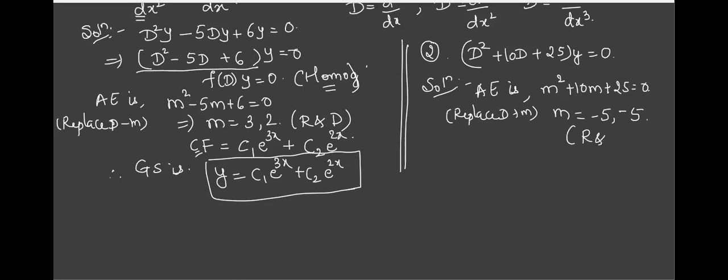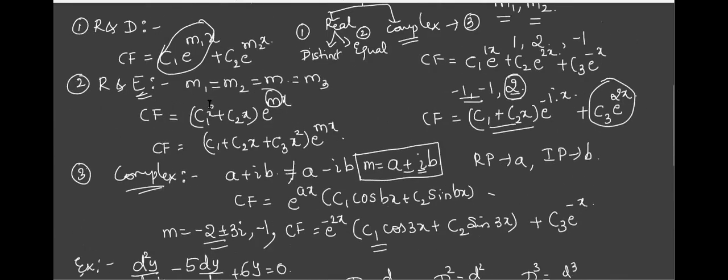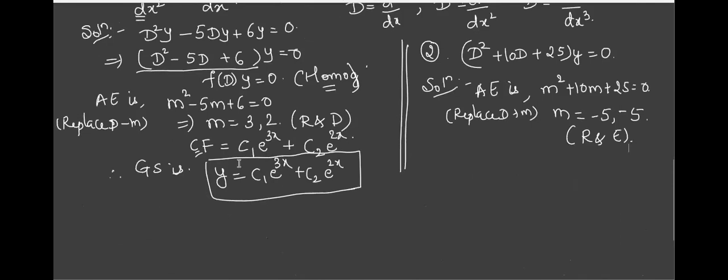Tell me, which case is this? Real and equal. So this belongs to the second case. If they are real and equal, how to write the CF? C1 plus C2x into e raised to that root into x. Apply the same thing for minus 5 and minus 5 and tell me how to write the CF. C1 plus C2x bracket e to the power minus 5x. Very good.